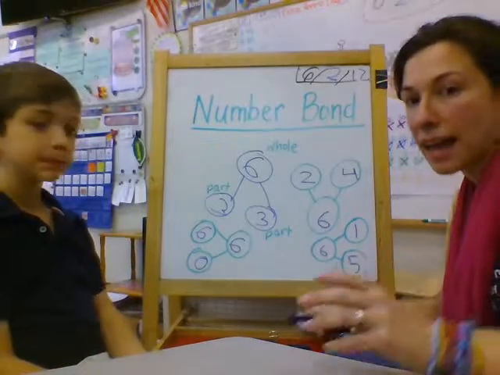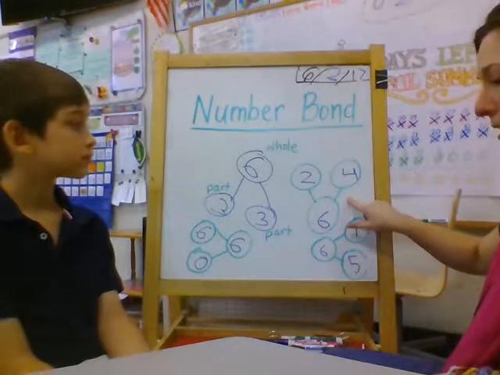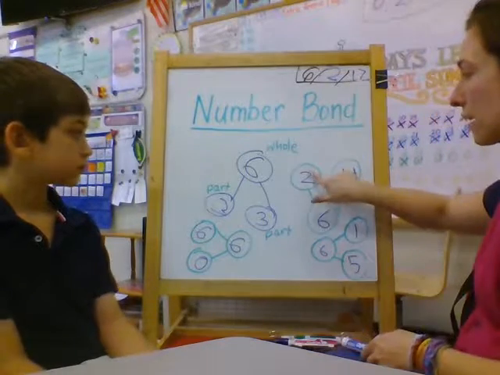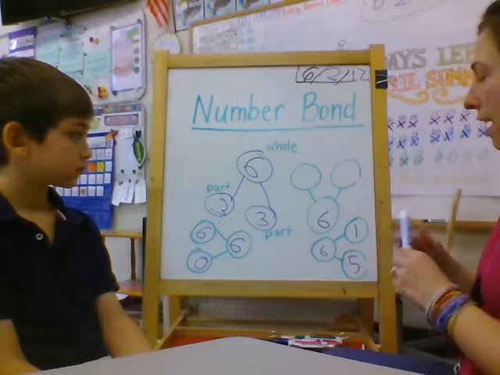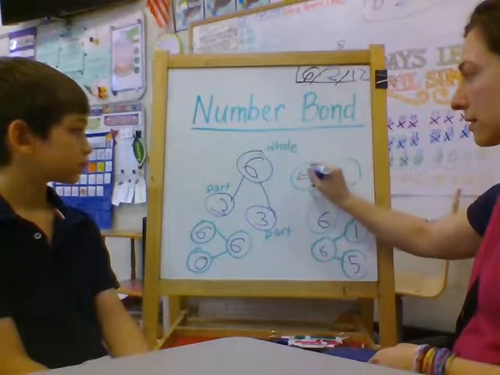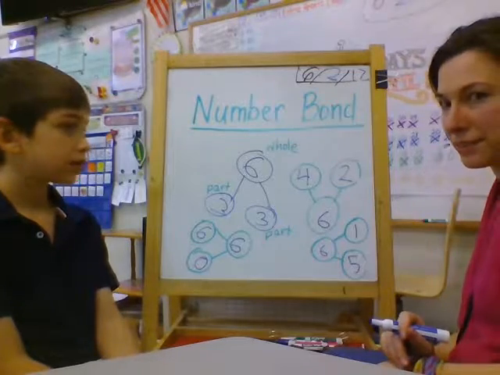All right, and one last question. If I were to take this number bond, for example, could I take out these parts 2 and 4 and instead write them like this? A 4 over here and the 2 over here? Would that be okay? Yes.